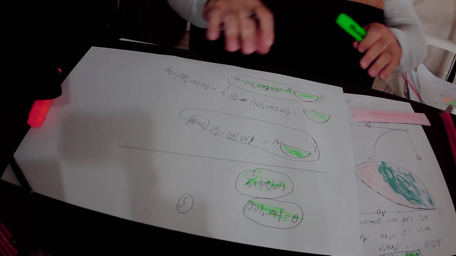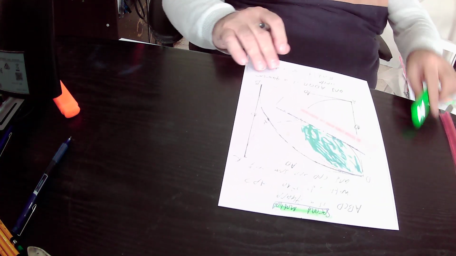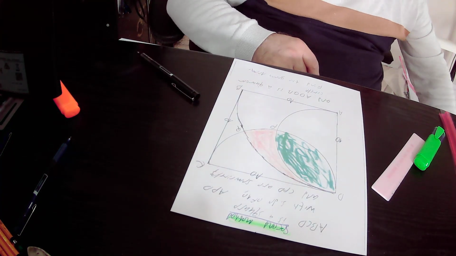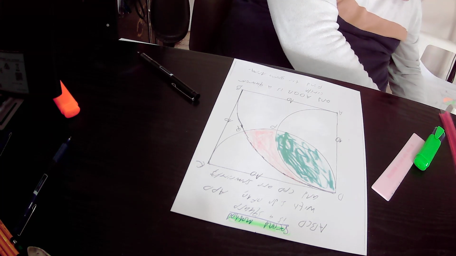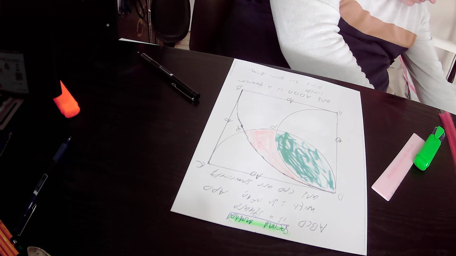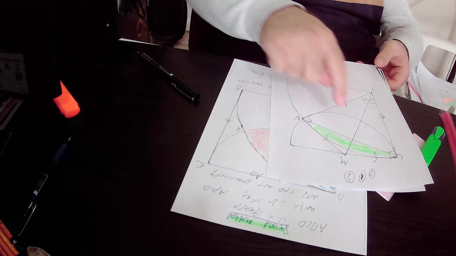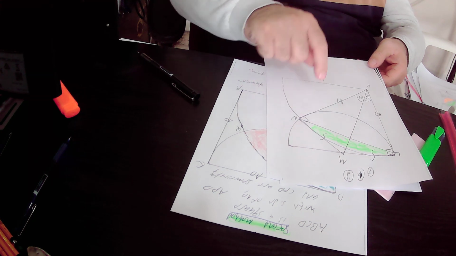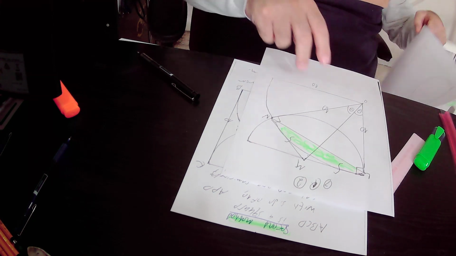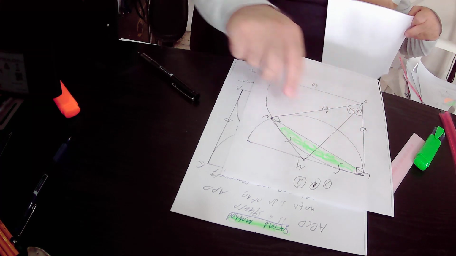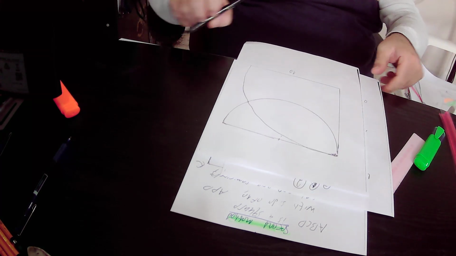Now we will find out the area of the lower circular segment of the big lens. We just found out the area of the upper circular segment. Now we'll find out the area of the lower circular segment, the lower circular segment Ln.